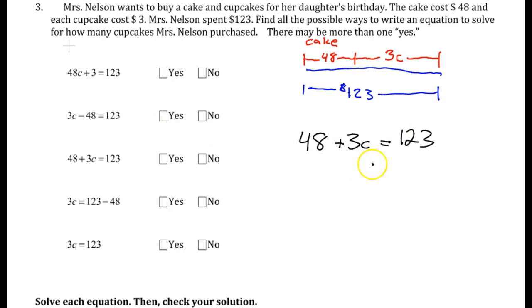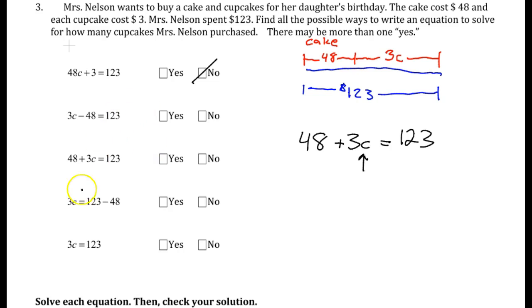And we can look for different variations of this on the list. Note that the cupcakes should be associated with the $3, so something like this where it says 48C, that'd be like $48 per cupcake. So you know that's not going to be it.